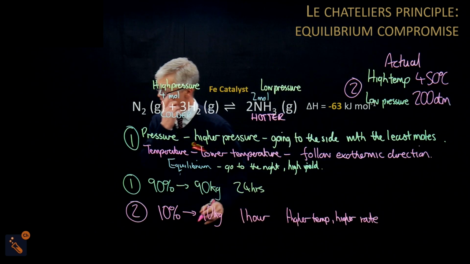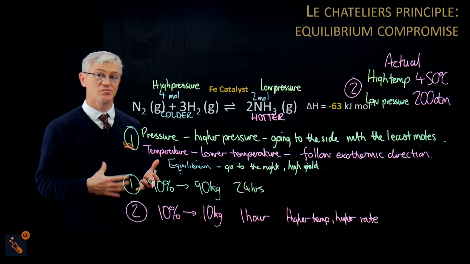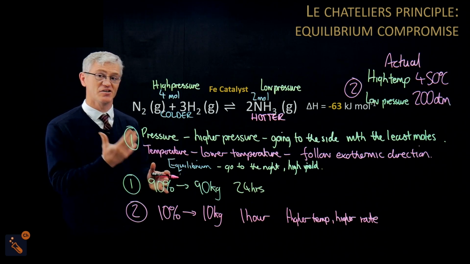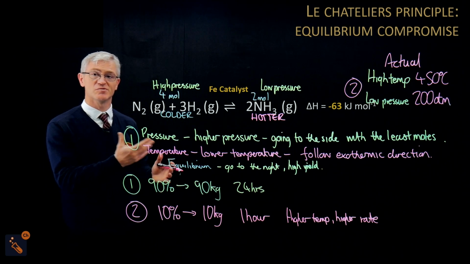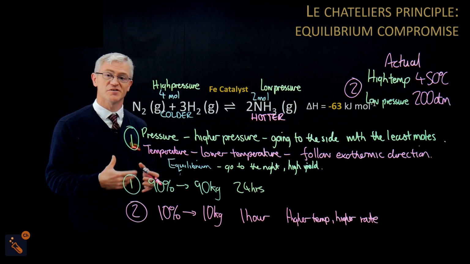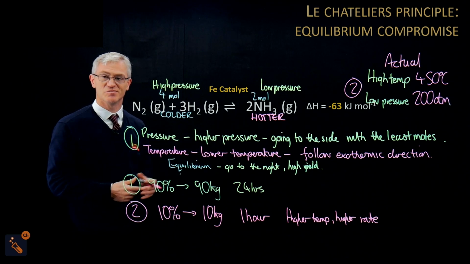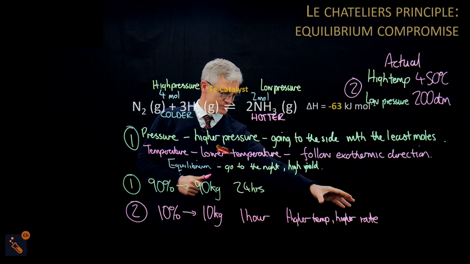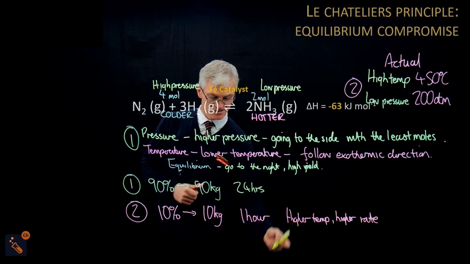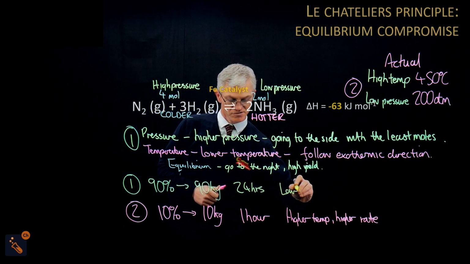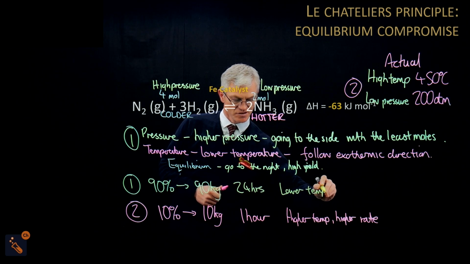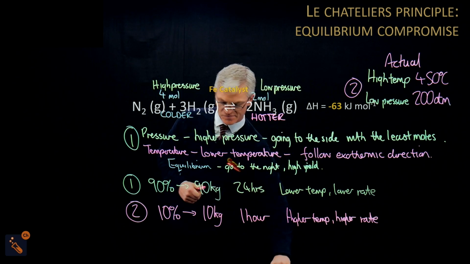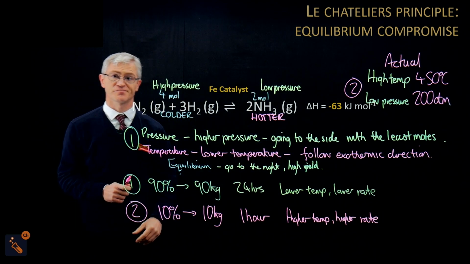Rate and position of equilibrium are two different things. The reaction can go very, very quickly but get a low yield because the equilibrium is more to the left, or it can go very slowly and get a high yield, with equilibrium to the right. So that's a higher temperature and higher rate, and this is a lower temperature and a lower rate.